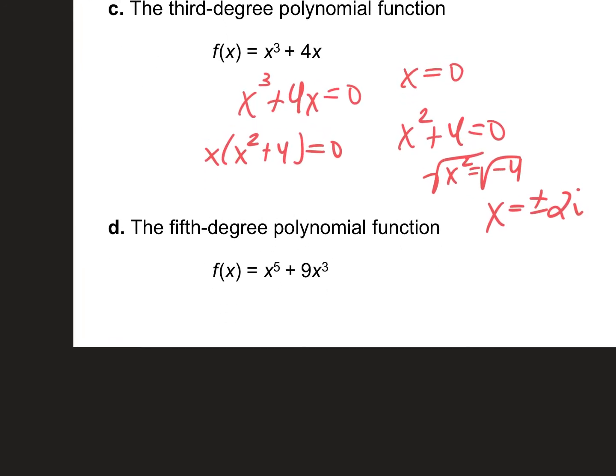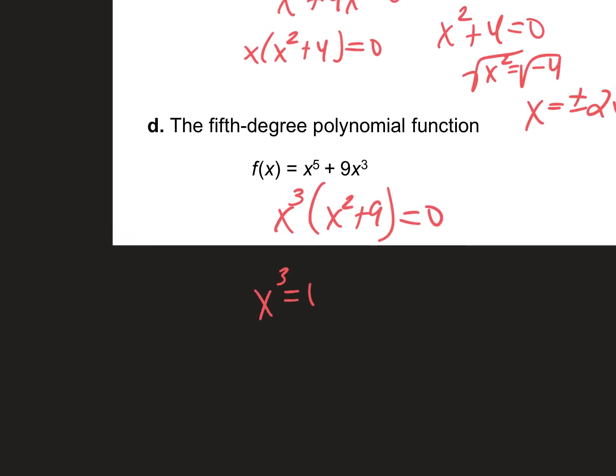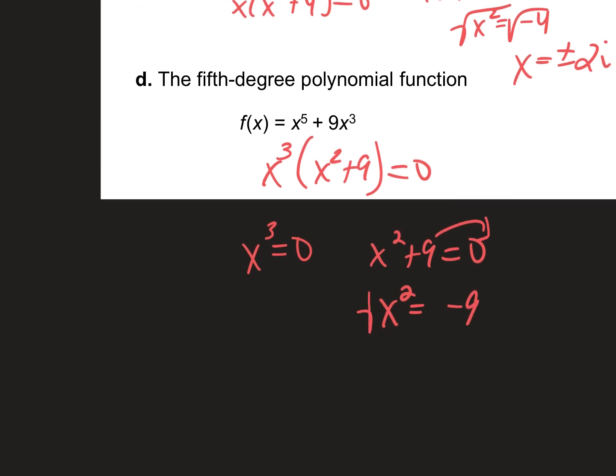What about if I factor d? What do I take out? X cubed. I'm left with x squared plus 9. Real or imaginary? Imaginary. Yes. All right. X cubed equals 0. That's going to be real solutions. But x squared plus 9 equals 0. When I move 9 over, x squared is -9. When I take the square root, I get x equals what?